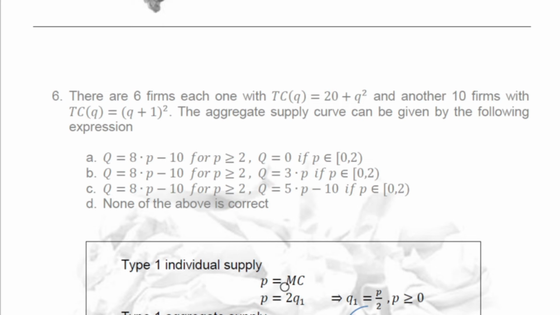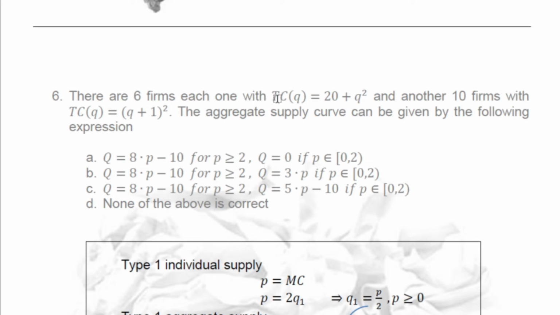We know that individual supply comes from price equal to marginal cost, but not at any price, maybe. Price equal to the marginal cost here is 2q. I put 1 because I am talking about type 1 firms, and if I isolate q1, I have q1 equal to p halves. Here I can see that any price level can be substituted, so the price range is any price over 0.